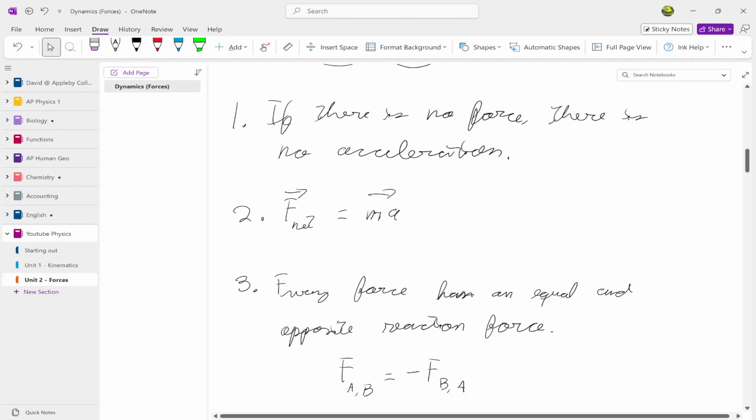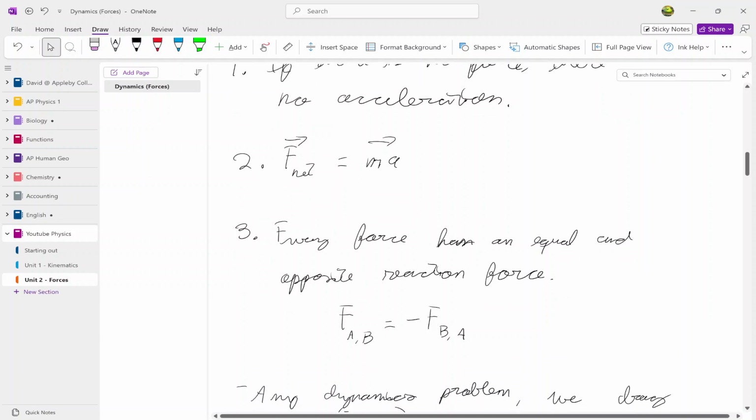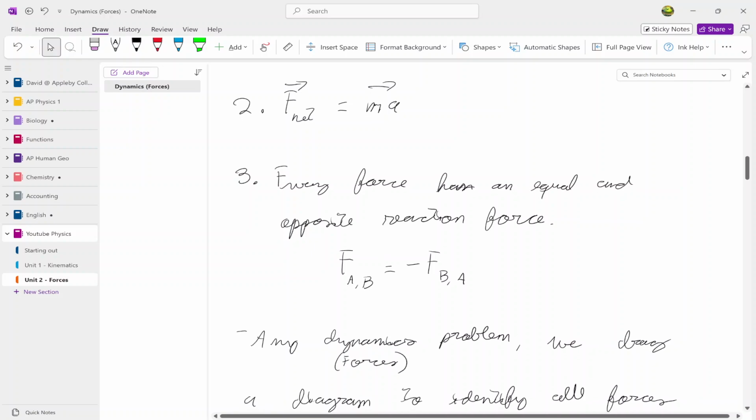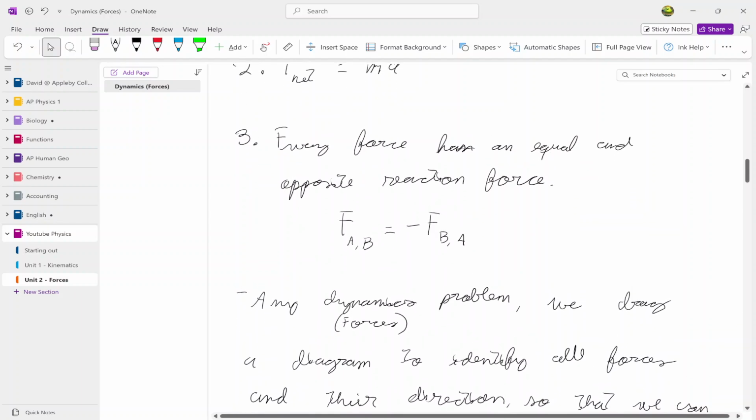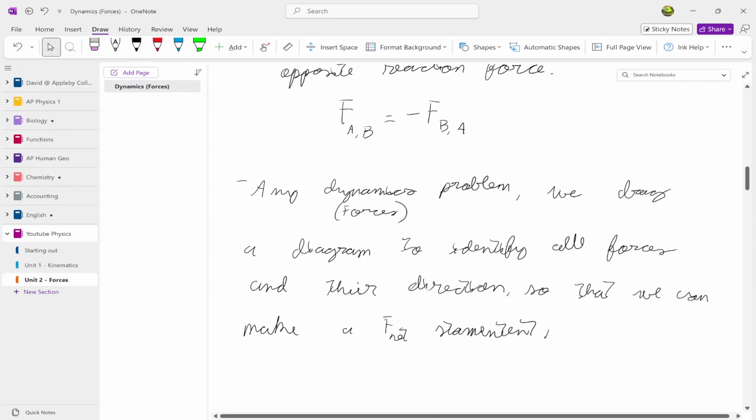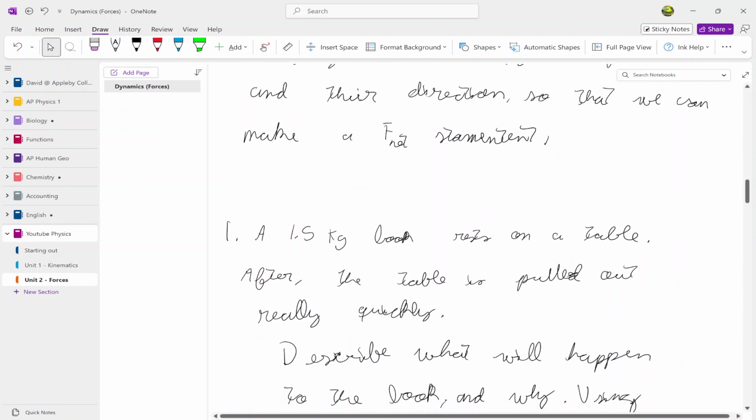And then the third one is that every force has an equal and opposite reaction force. So if, let's say, you push against the wall, the wall will push back, or else you would go through the wall. That would be bad. And then for any dynamics problem, we will draw a diagram. This is called the free body diagram, FBD. And this is to identify all forces with their directions so we can make a statement.